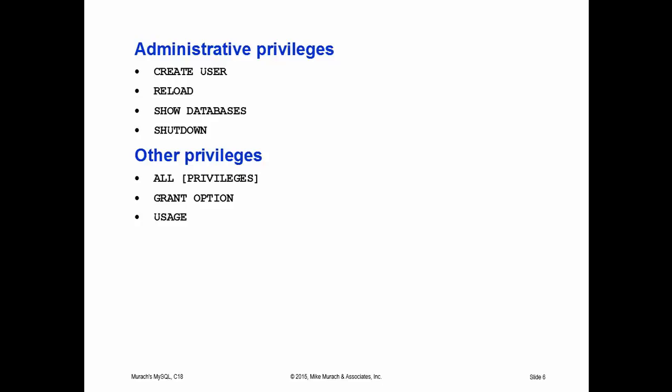So the privileges that we talked about earlier, the create, etc., the select, insert, update, delete, and execute, those are typically referred to as object privileges because they allow the user to create and work with database objects like tables, views, and stored procedures. Administrative privileges allow a user to create new accounts, shut down a server, reload tables, etc. And those are the ones we just mentioned.